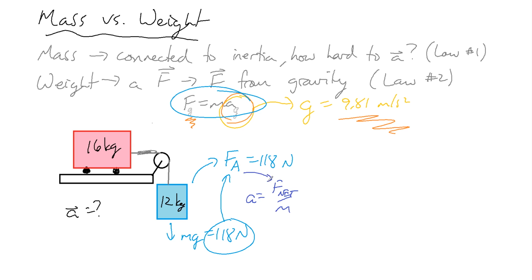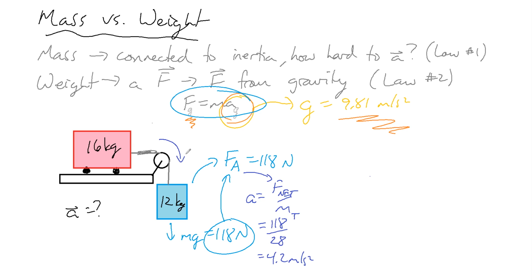Well, what's moving? The blue box is moving, but the pink box or the red box is also moving. So they're both moving, so I want to use the total mass altogether. I'm going to take that 118 newtons and divide it by the total mass of 28. So 118 divided by 28, I get an acceleration of about 4.2 meters per second squared. And obviously it would be going around something like this.